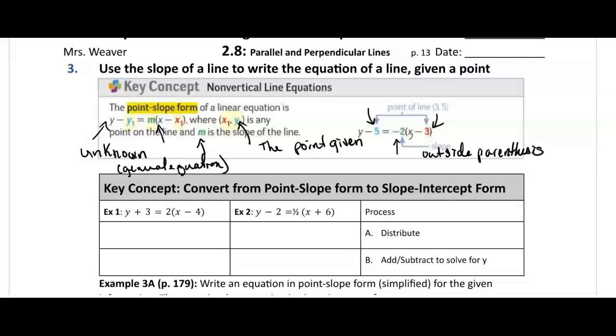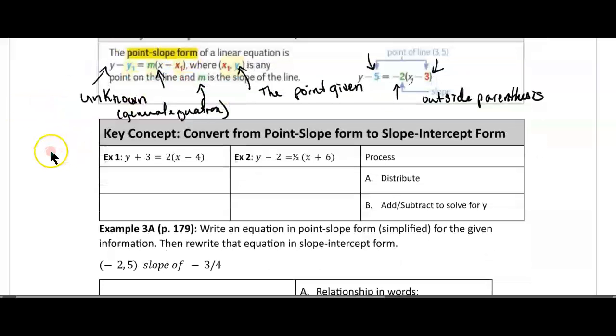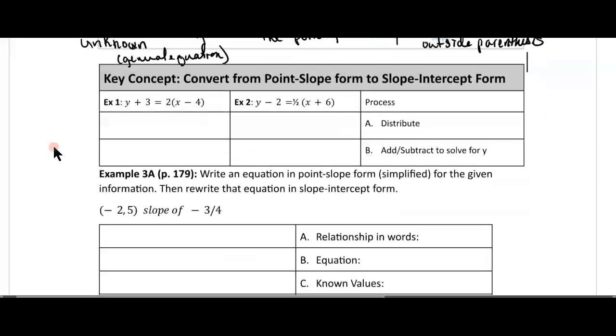This is a review of algebra. We did this in my algebra class last year. So we're just going to review this and then we're going to add it to the geometry that we did in the last sublesson. So we're going to practice this a little bit. First, just converting from point slope form to slope intercept form.